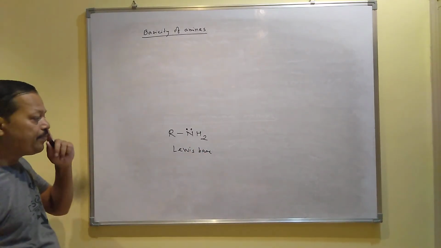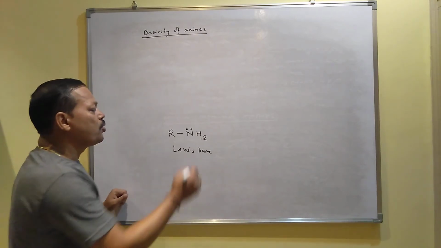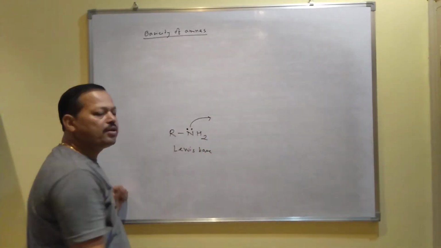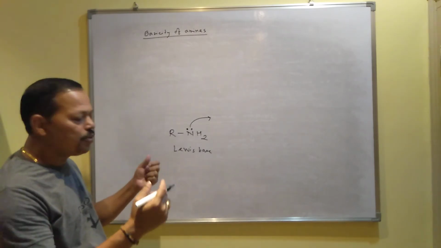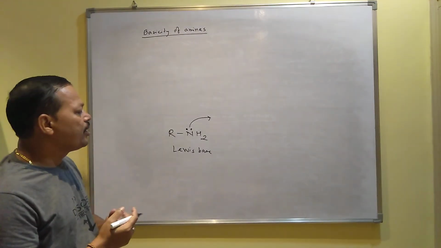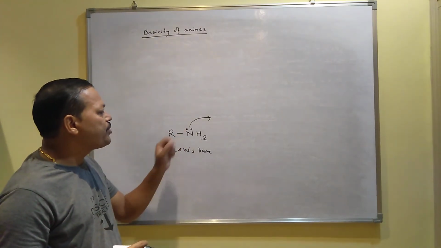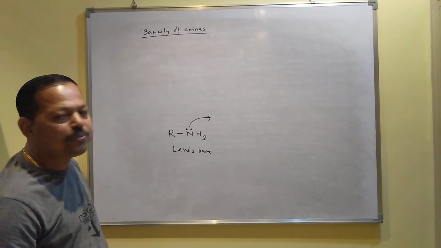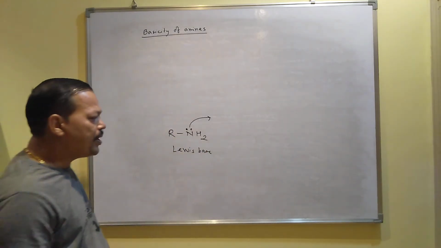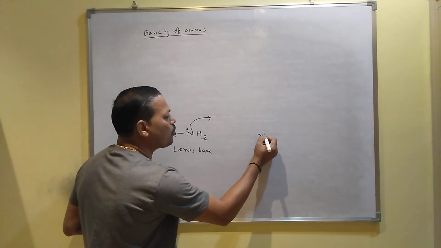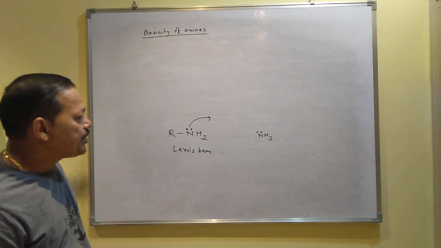What was the Lewis concept? According to the Lewis concept, the substance which can donate a pair of electrons will act as a base, and the substance which can accept a pair of electrons is said to be a Lewis acid. So due to the presence of a lone pair on nitrogen, the nitrogen can donate the lone pair to another atom, and that is why these amines always act as base. As you know, ammonia also acts as a base due to the presence of a lone pair of electrons on nitrogen.